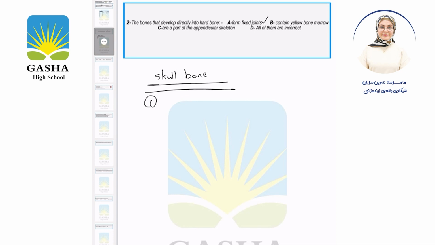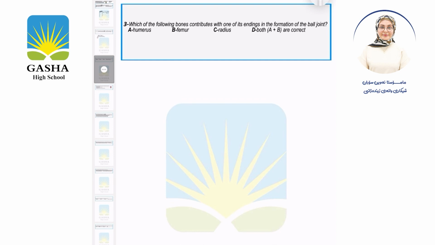B, contains yellow bone marrow. It's false. It doesn't contain yellow bone marrow. C, is a part of the appendicular skeleton. No, it's not true. It's a part of the axial skeleton. D, all of them are incorrect. It's not, because the first one is a correct one. So the true answer for the second question is what? Is A.